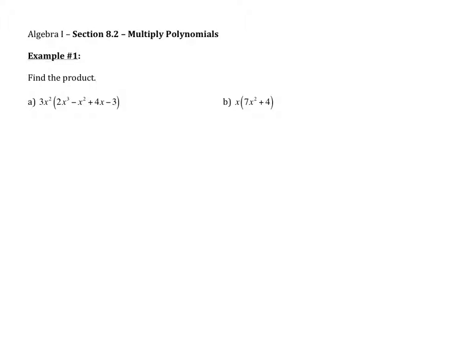In section 8.1, we were adding and subtracting polynomials. Now in section 8.2, we're going to multiply polynomials. And the best way to do that is just by looking at a bunch of examples. So here, example number 1, find the product.